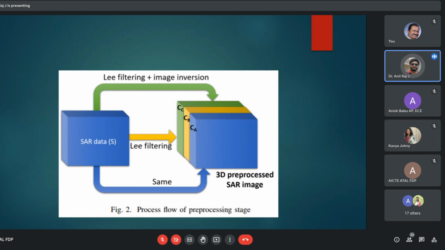And the third channel is the Lee filtering plus image inversion type of processing. This image inversion is developed in order to reduce the effect of background. Image inversion means all the zeros become 1 and 1s become 0. In the case of 2D, 8-bit images, the highest value will be 255. So we find the difference between the highest possible pixel value and the Lee filter value. That's the image inversion: 255 minus the pixel value of the image, applied to the Lee filtered original SAR data.